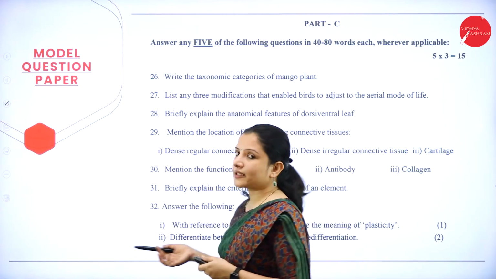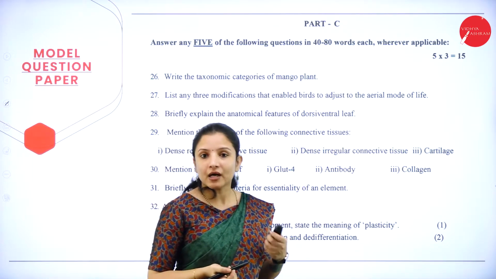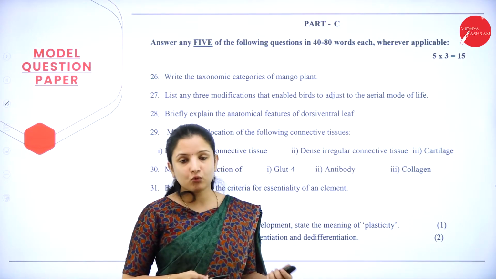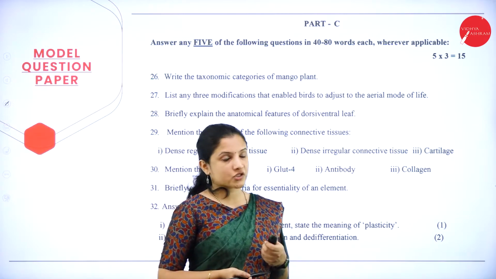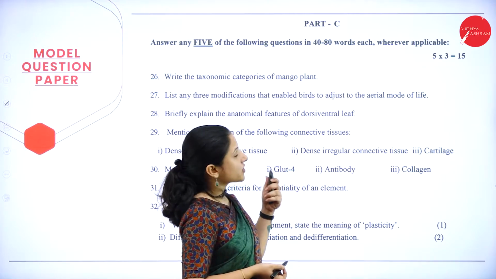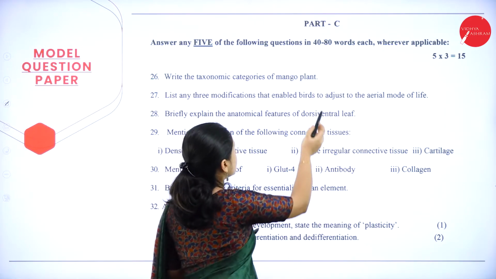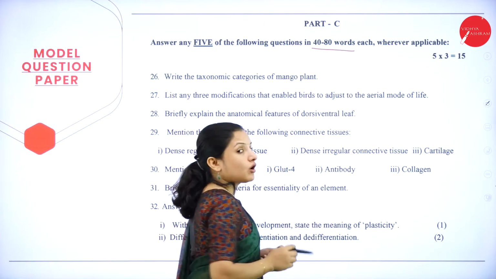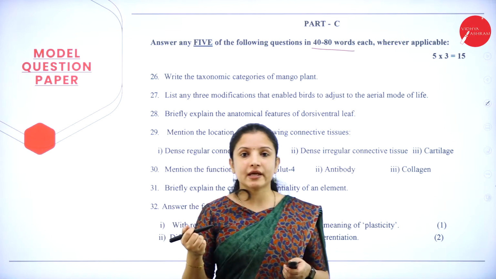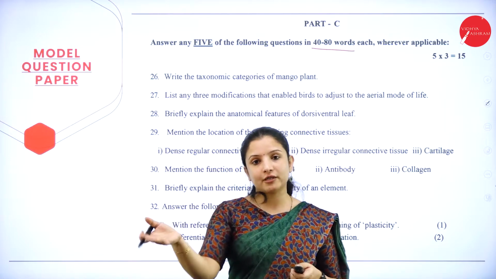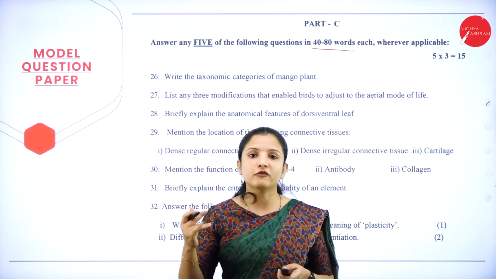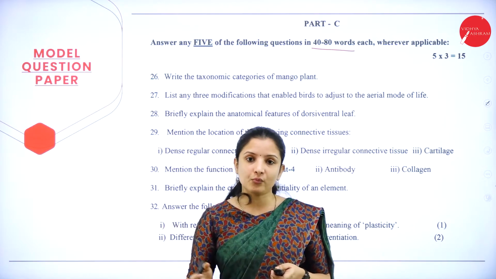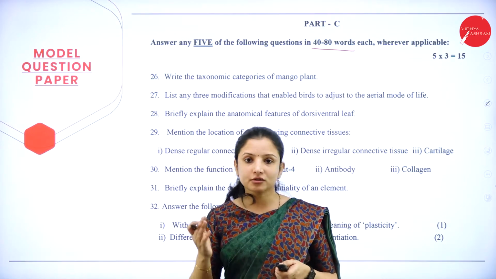Next, moving on to part C. Part B was 2 mark questions, and part C is 3 mark questions. Here you need to write in 40 to 80 words. It is not that you need to sit and count in the exam hall whether you have written 40 to 80 words. Not necessary. You can even write it in the form of points. You can write 3 or 4 points for that answer. That will also fetch you marks.